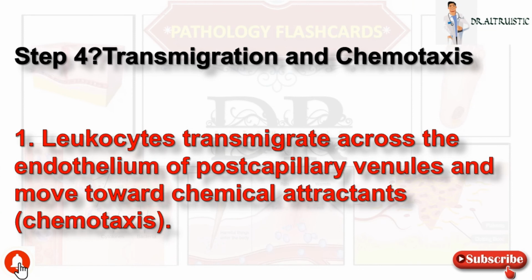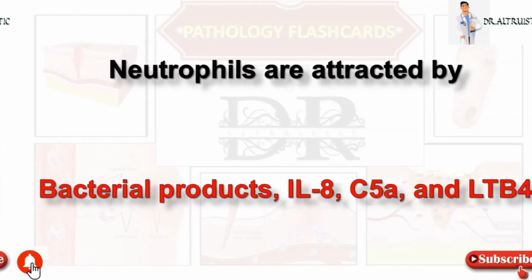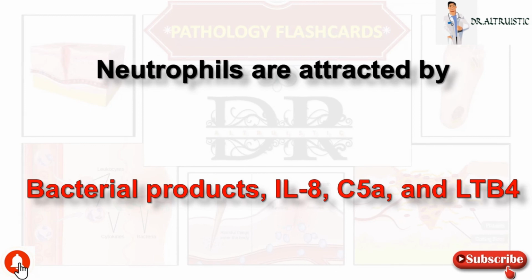Step 4, transmigration and chemotaxis: leukocytes transmigrate across the endothelium of postcapillary venules and move toward chemical attractants, known as chemotaxis. Neutrophils are attracted by bacterial products, IL-8, C5a, and LTB4.